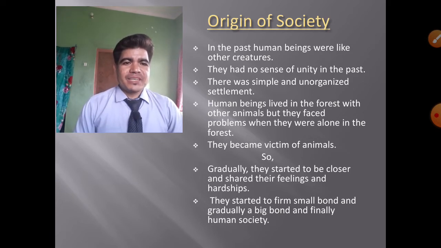Human beings lived in the forest with other animals, but they faced problems when they were alone in the forest. They became victims of animals because they had to go alone to kill animals for their food. So, gradually they started to be closer and shared their feelings and hardships. They started to form a small bond, gradually a big bond, and finally human society.